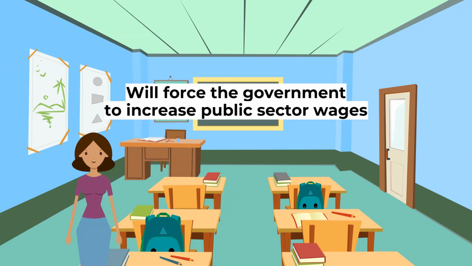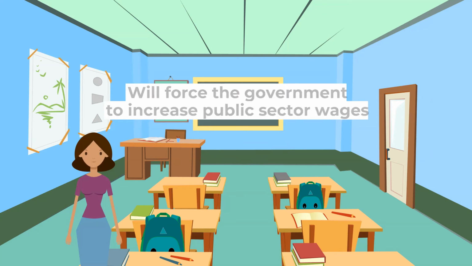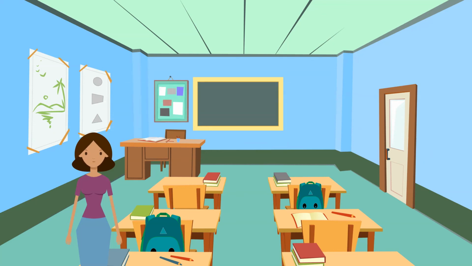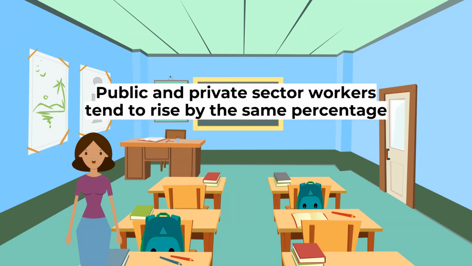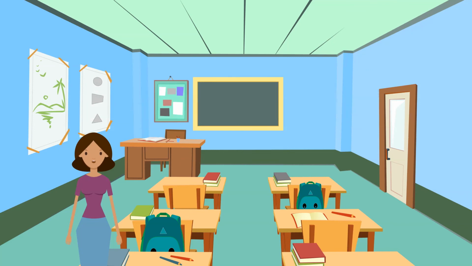However, in the long run, if private sector workers receive pay rises and public sector workers don't, people will move from the public sector to the private sector, and this will force the government to increase public sector wages in order to expand supply. As a result, the wages of public and private sector workers tend to rise by the same percentage over a long period of time, but in the short term, they can rise at different rates.